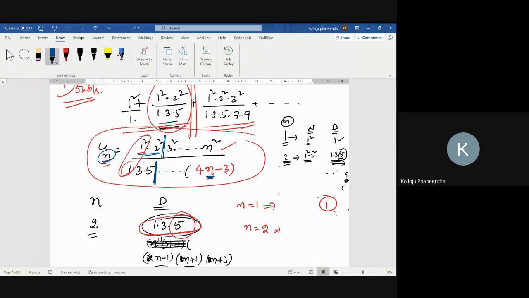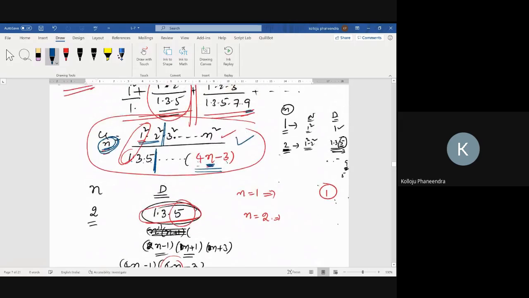When n equals 3 here, 12 minus 3 is 9. Up to 9 you have to get: 1 into 3 into 5 into up to 9. So for this problem, this is the nth term: 1 square, 2 square, 3 square, n square by 1 into 3 into 5, 4n minus 3.